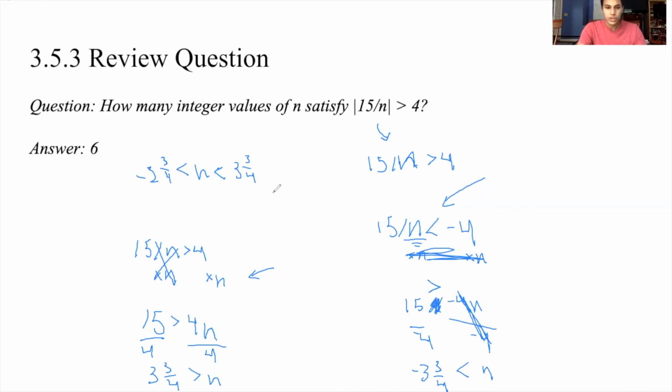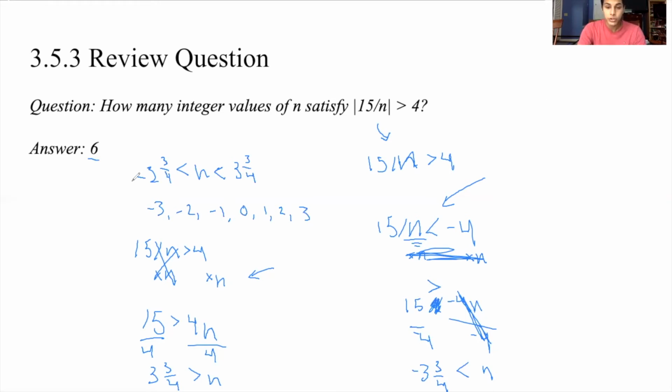So an integer is just a number that doesn't have any fractions or decimals, right? So we have -3 then, because that's in between these two, -2, -1, 0, 1, 2, and 3. So that gives us a total of 7. But you'll notice that I have the answer here as 6. And this is where you have to be really careful.